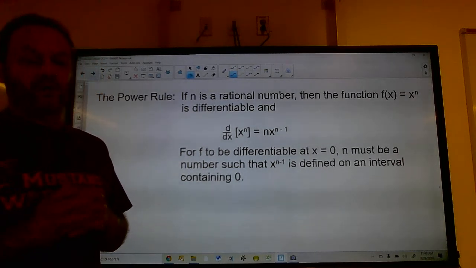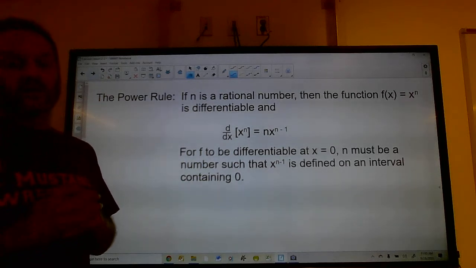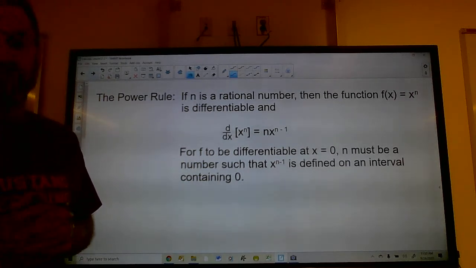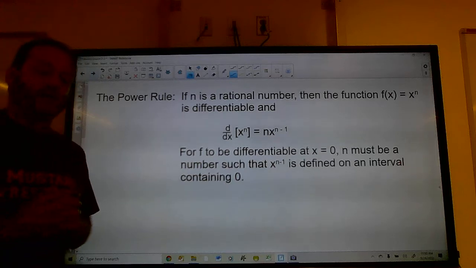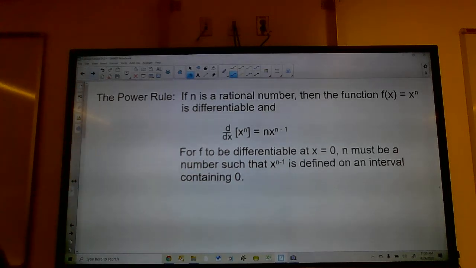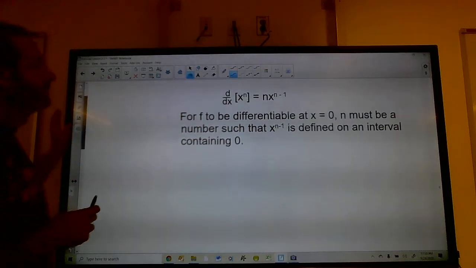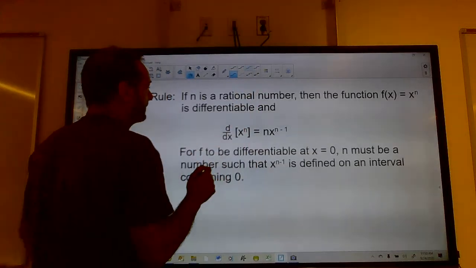For f to be differentiable at x equals 0, n must be a number such that x to the n minus 1 is defined on an interval containing 0. Okay, what does this mean? It's very simple to do in practice.